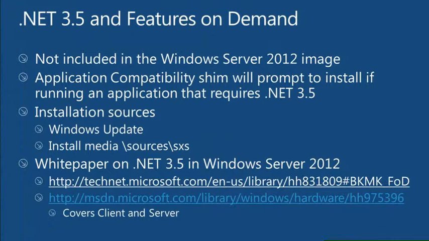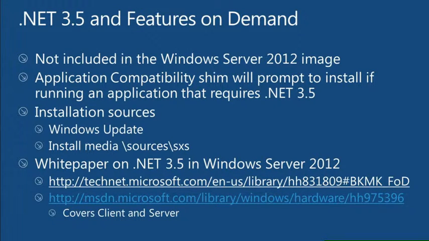Here are some locations you can get it from. Now this actually works a little differently than the in-the-box features on demand because .NET 3.5 has been special-cased. So there's only two available installation sources. You can use Windows Update, or there's a different folder on the media that you can point to. Sources\SXS has all the .NET 3.5 binaries in it.